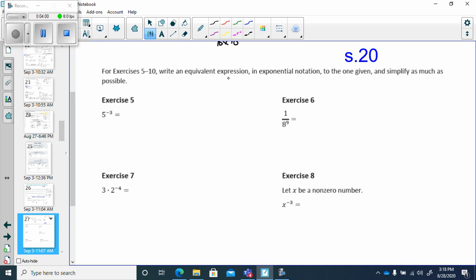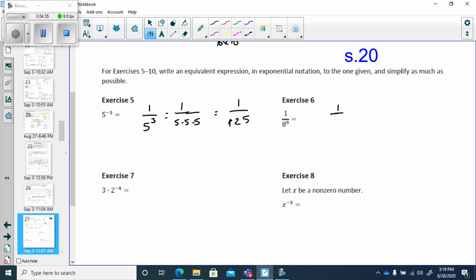This is write an equivalent expression in exponential notation to the one given and simplify as much as possible. 5 to the negative 3rd power. When we are raised to a negative power, that's the same as 1 over 5 to the positive 3rd power, right? That's 1 over 5 times 5 times 5. 5 times 5 is 25 times 5 is 125. All of these are equal.